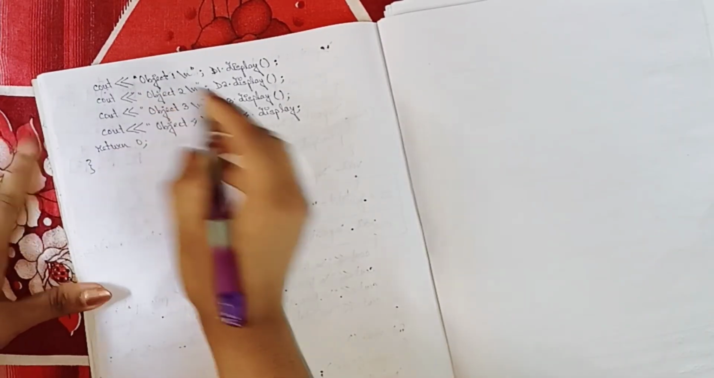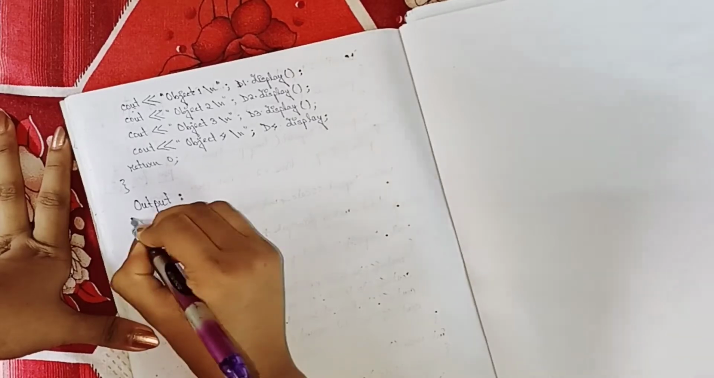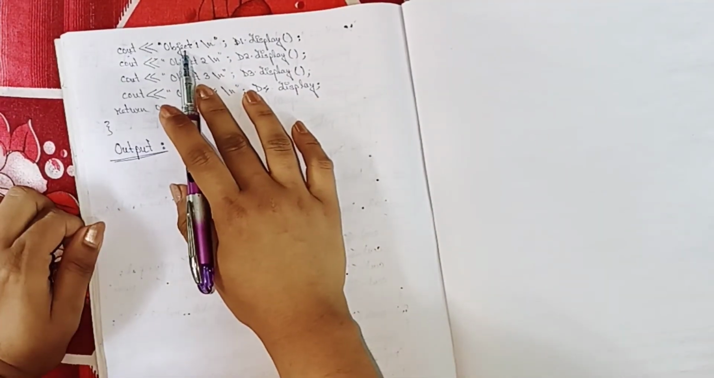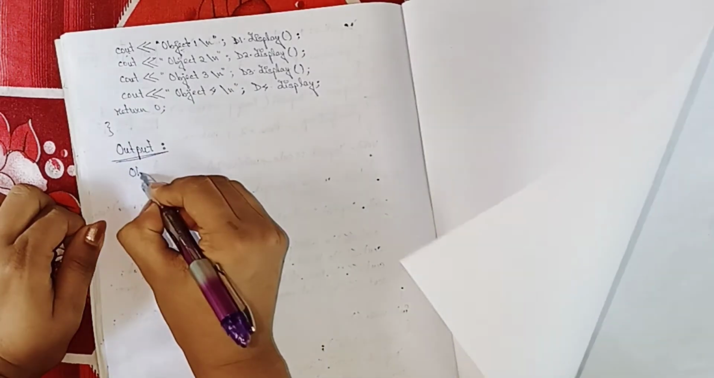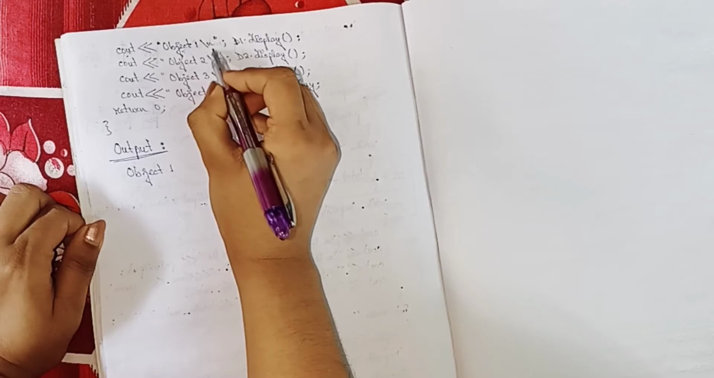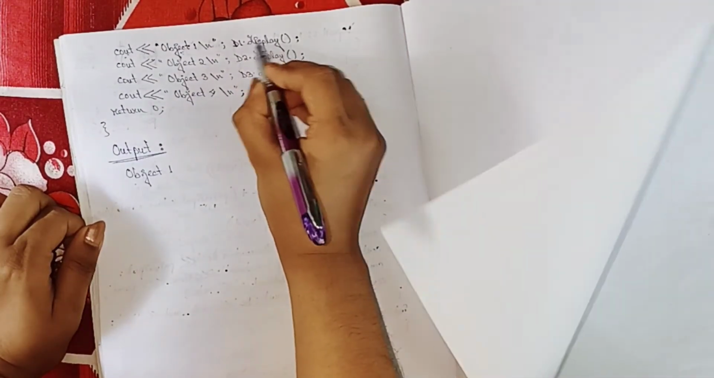Now you come here. I am showing you the output also, how the output will come, so that you will become more clear. Now first what it is displaying: object 1. Then backslash n means it will go to the next line, and it is finding d1 dot display.